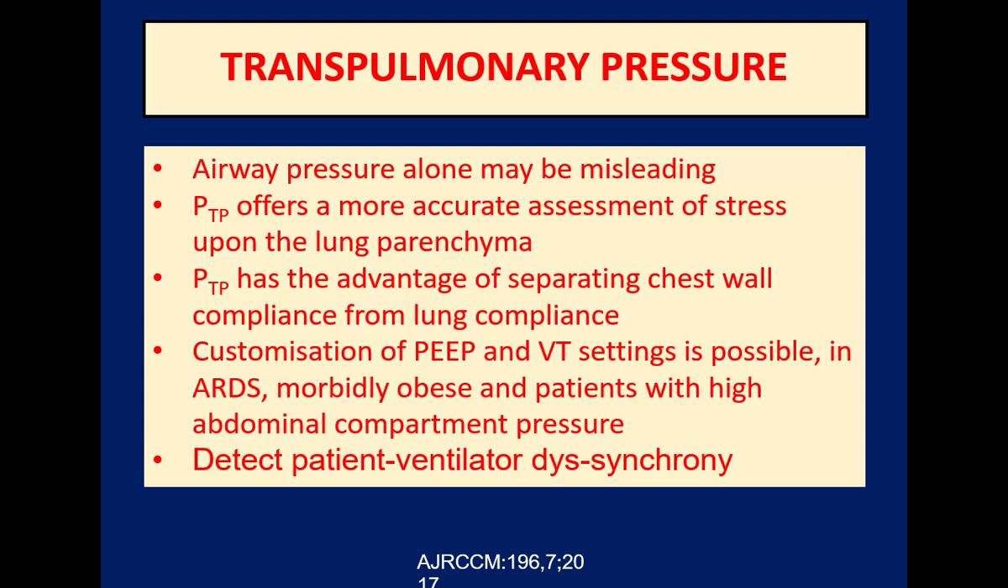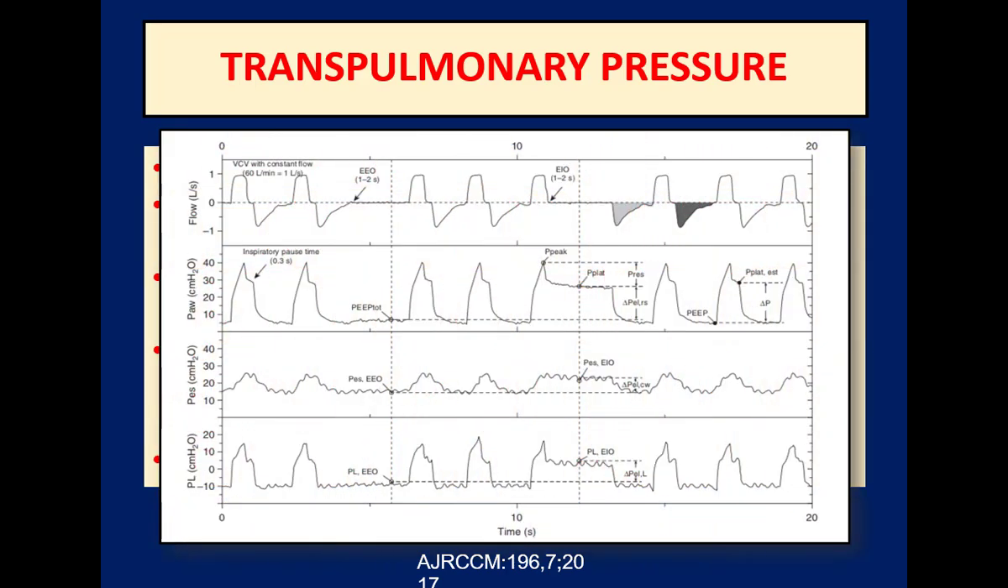And then one can detect patient-ventilator dyssynchrony also by using the transpulmonary pressure. As you can see in this graph, there are two wasted efforts which are not getting triggered because of the high pressure, and with transpulmonary pressure you can detect that there was an activity here.